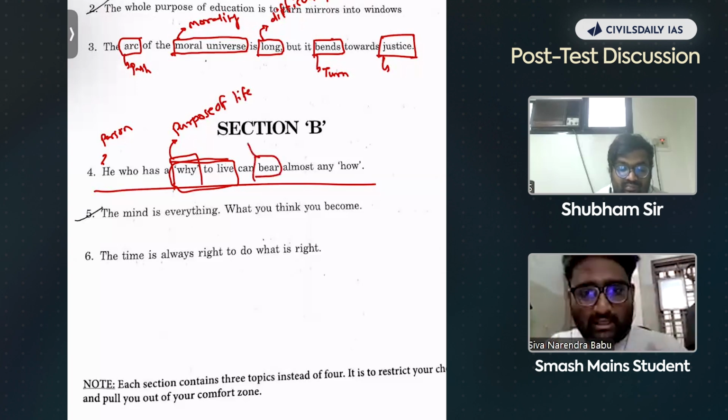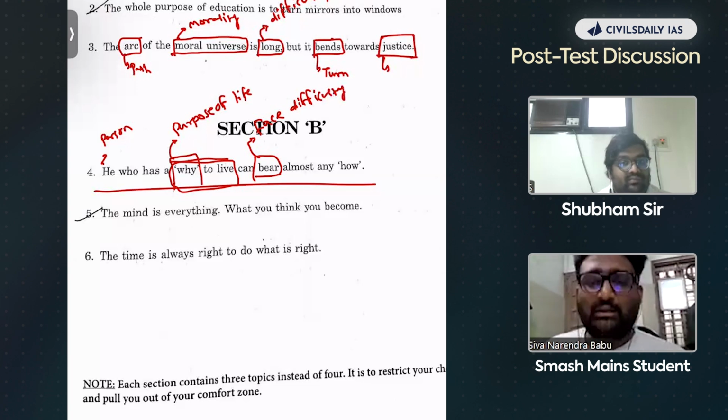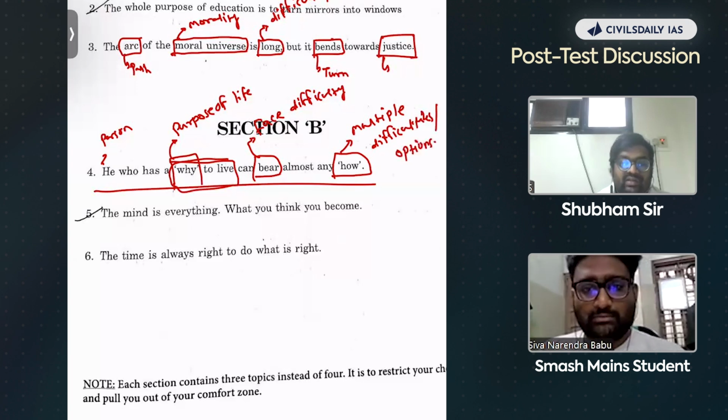Can bear the difficulties. Almost anyhow means at any time. That means he can bear the difficulty anyhow, whatever may be the difficulty, in whatever way, he is ready to bear that. Multiple difficulties. Not just difficulties, but also the options. He may also have the question of whether I can do this or do that. Okay, not just difficulties.